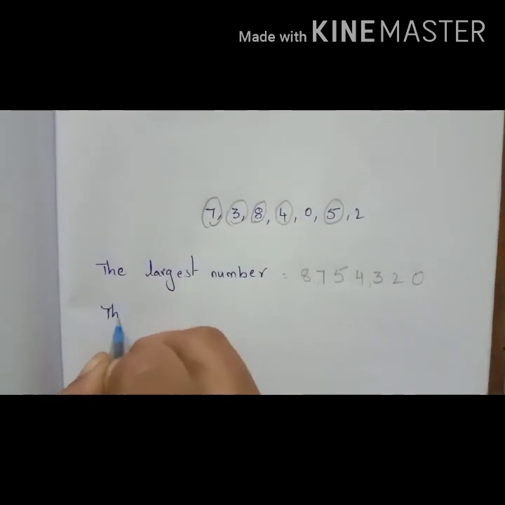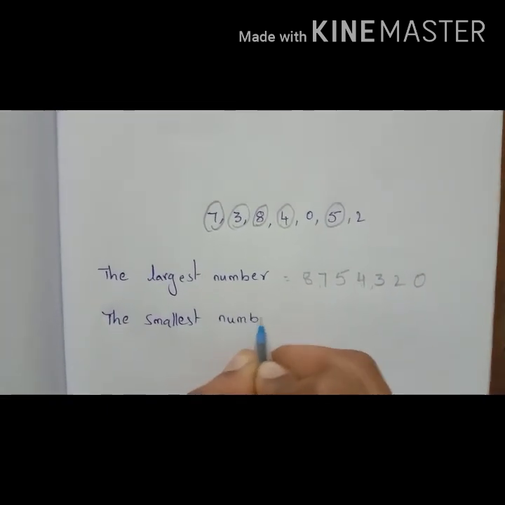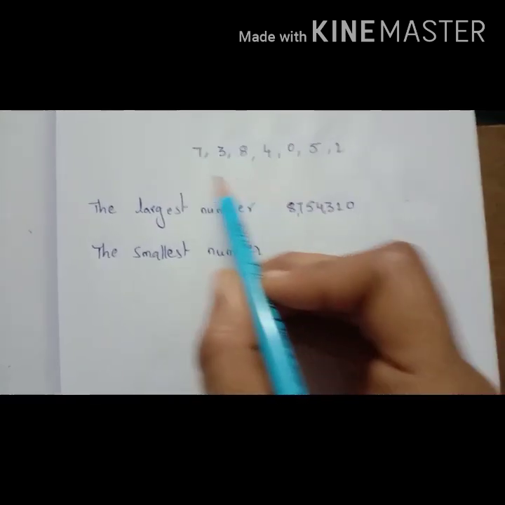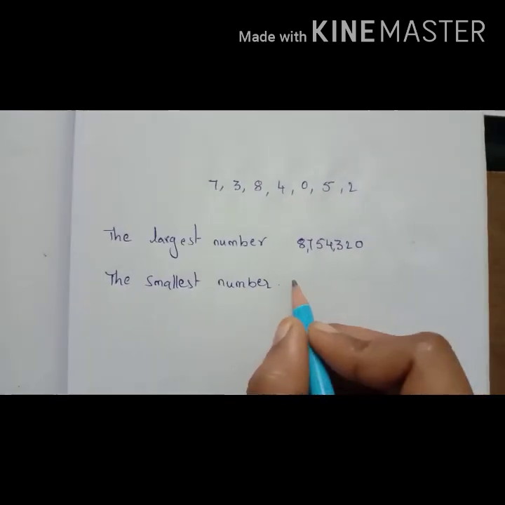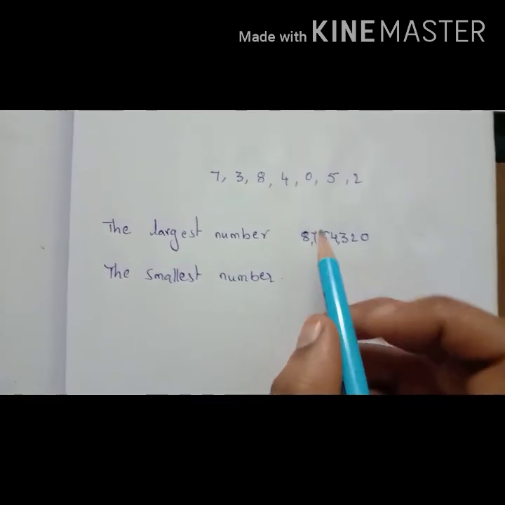Next, what do they ask? The smallest number. Next, 9th Roman. Write the largest and smallest 7-digit numbers using the digits 7, 3, 8, 4, 0, 5 and 2, without repeating any number. Here we have to write the largest and smallest number. See, among these numbers, which is the smallest number? 0. If we use 0 first, it is a 6-digit number. That's why we have to write the next number.